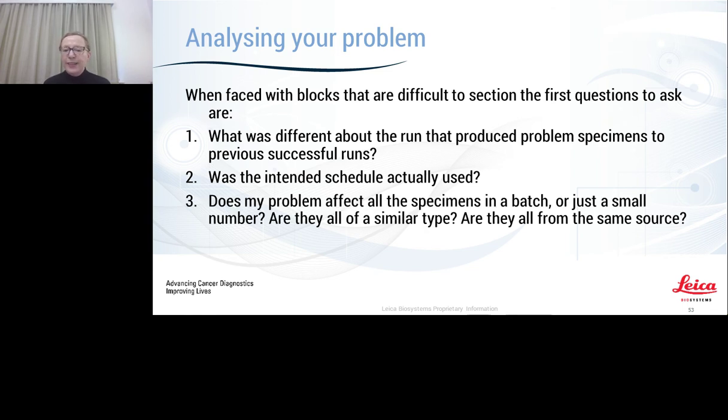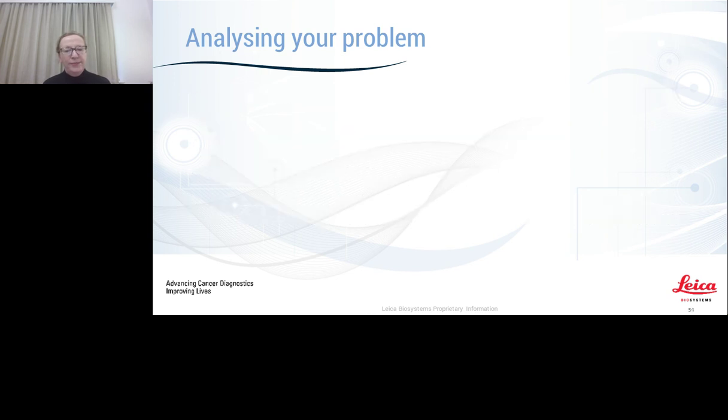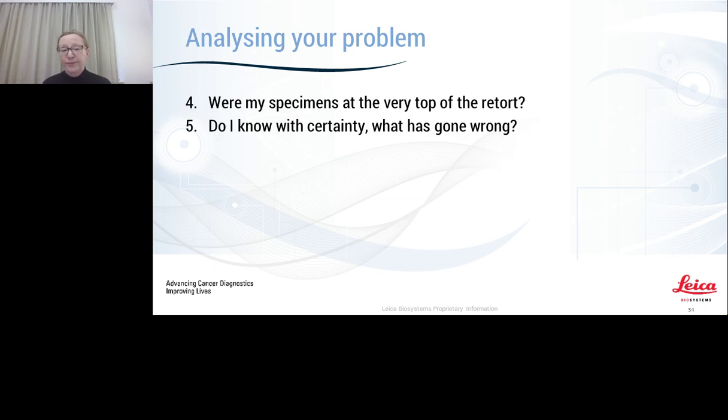Was the intended schedule or protocol actually used? Does my problem affect all the specimens in a batch or just a small number? Are they all of a similar type? Are they all from the same source? Were my specimens at the very top of the retort? Do I know with certainty what has gone wrong? Often assumptions are made about what might have gone wrong or where the problem may be. Really ask, do I know?